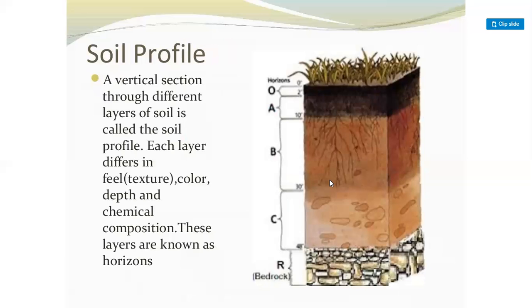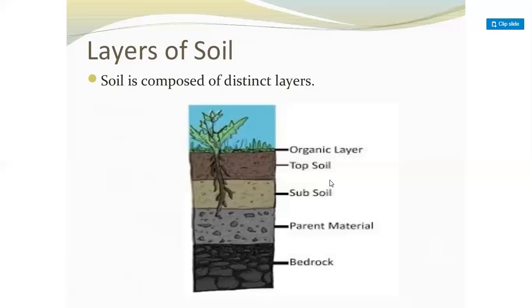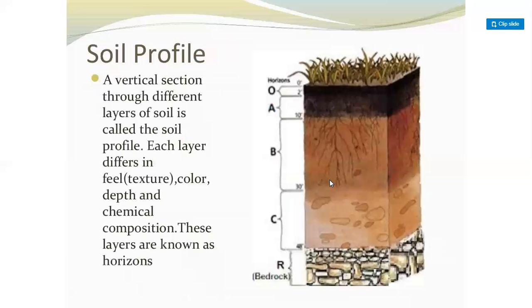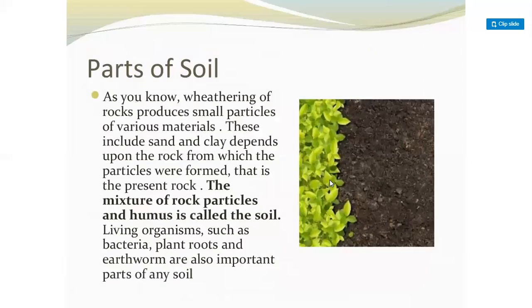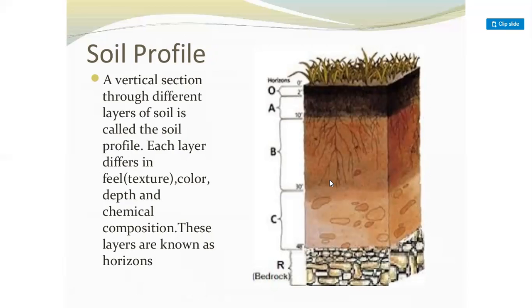You can see here the general view: the organic layer, topsoil, subsoil, parent material, and bedrock. A soil profile is a vertical section through the different layers of soil. Each layer differs in field texture, and these layers are known as horizons. First of all, we would like to discuss the A horizon.